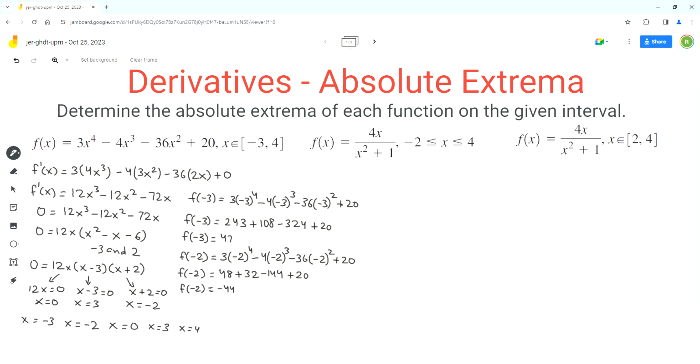Now we can find the function value at x equals 0. So f at 0, we sub in x as 0 in the given function. So it will be 3 times 0 exponent 4 minus 4 times 0 exponent 3 minus 36 times 0 exponent 2 plus 20. So the first three terms will just become equal to 0. So f at 0 is equal to 20.